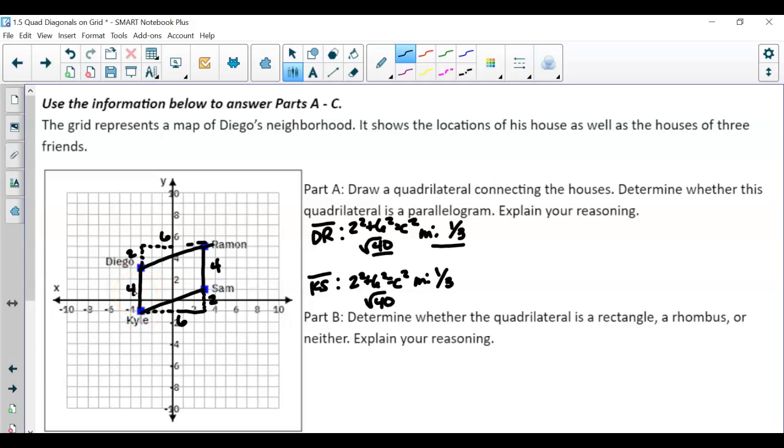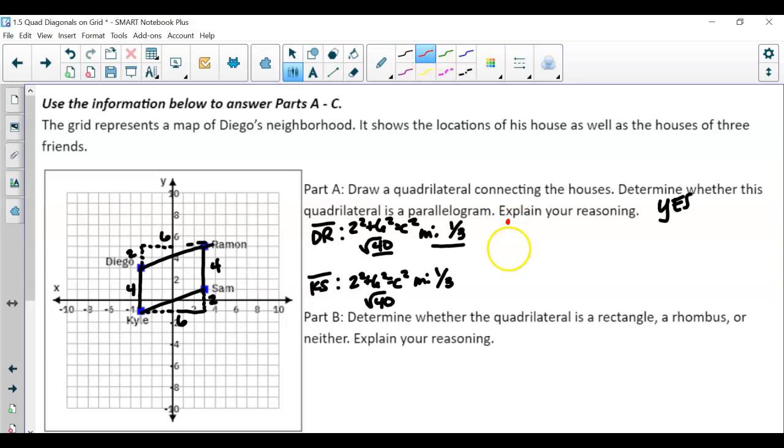So just from the sides, do we have a parallelogram? Yes, because the opposite sides are congruent and parallel to each other. So we do have a parallelogram, that special type.